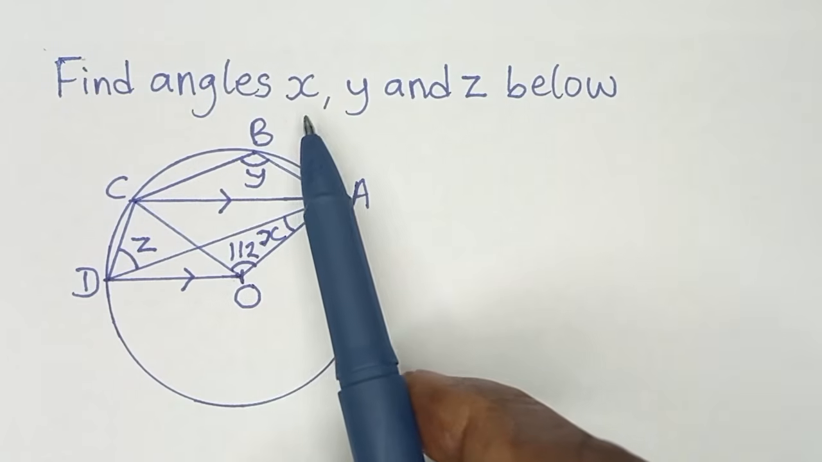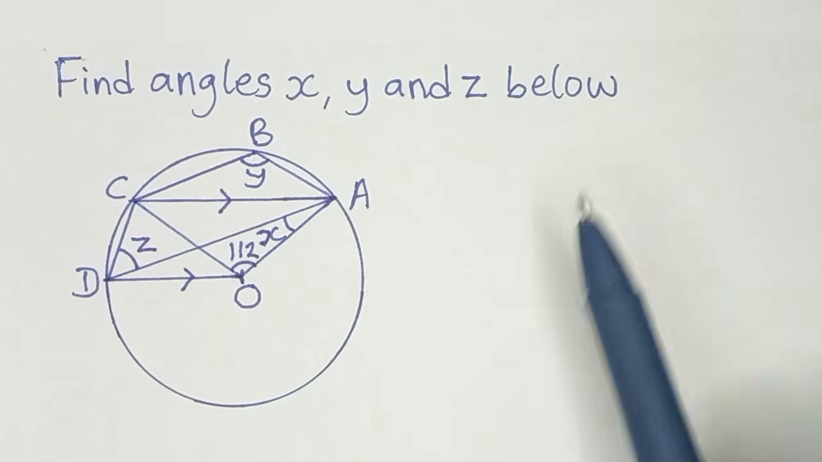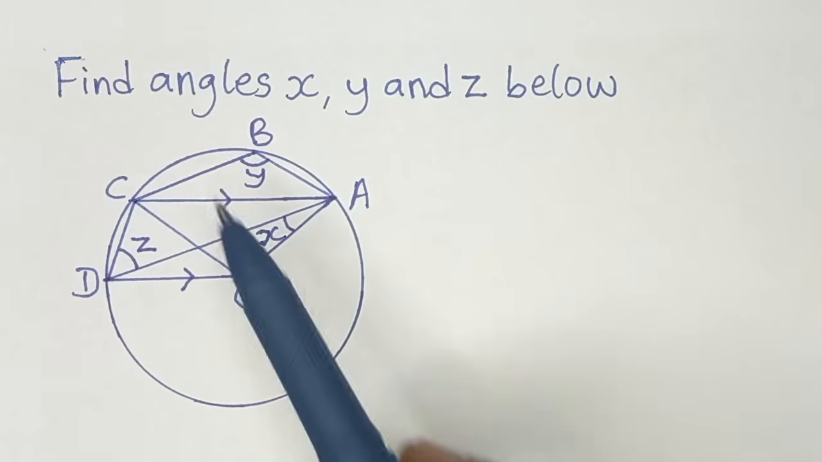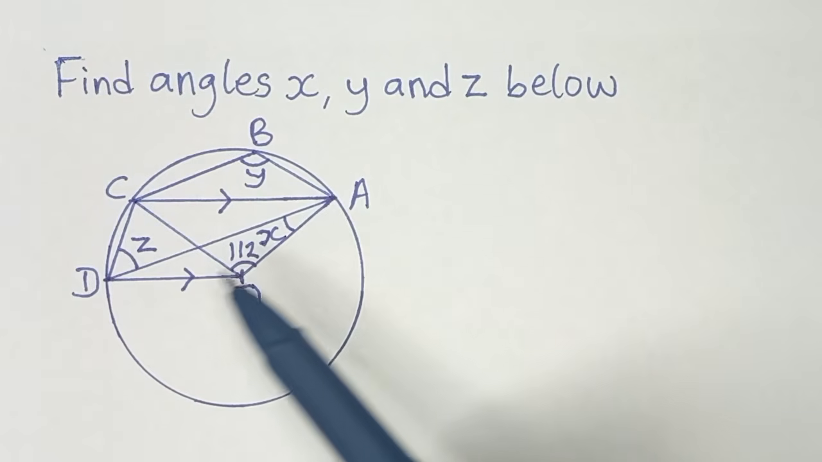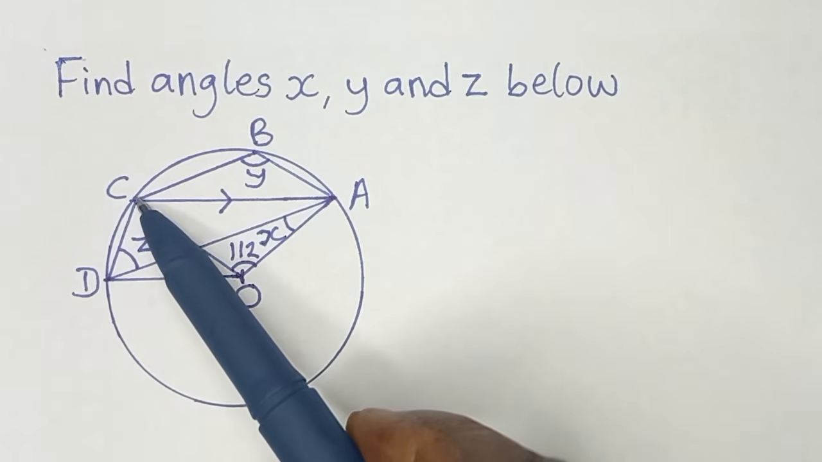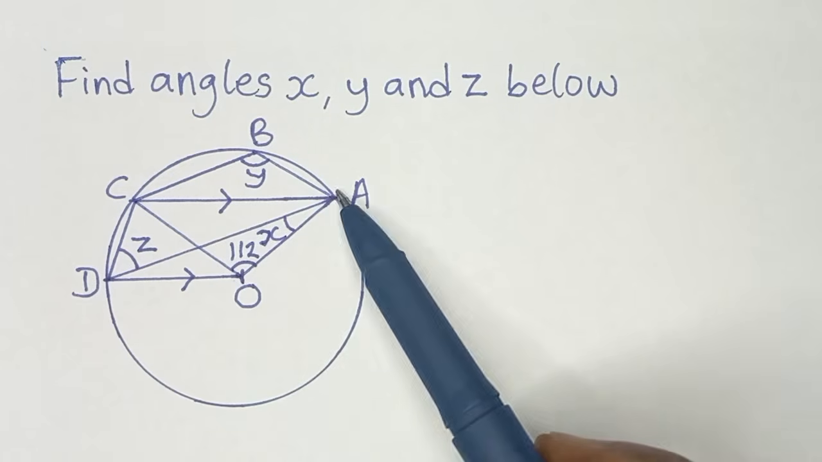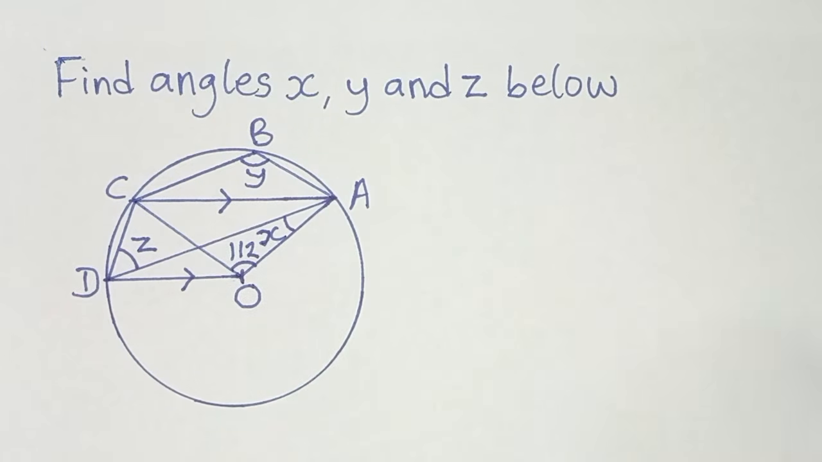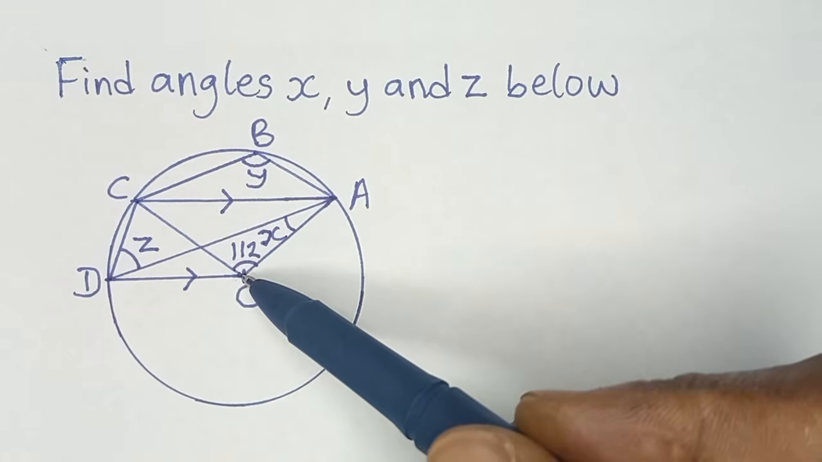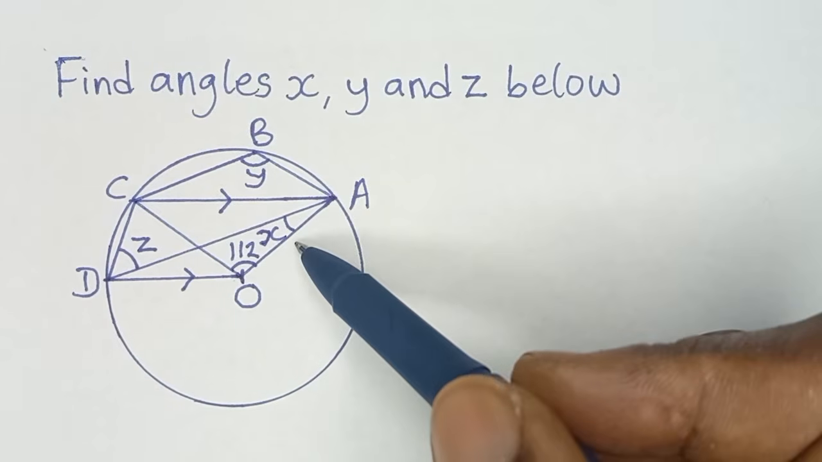Find angles X, Y, and Z below. Now, the first thing I want us to look at in this circle geometry is the fact that this triangle here is an isosceles triangle. Why? Because from this center to the circumference is the radius of the circle.